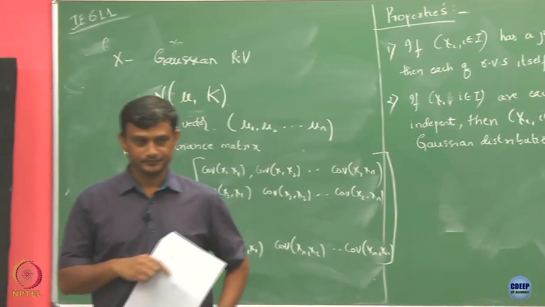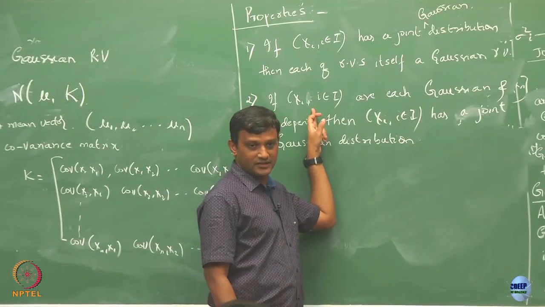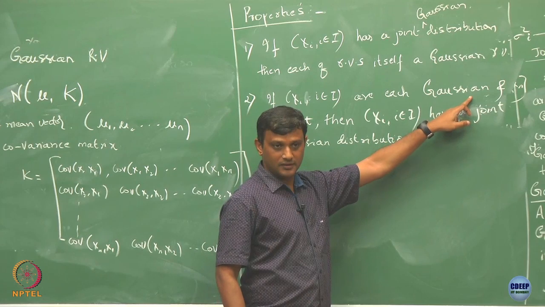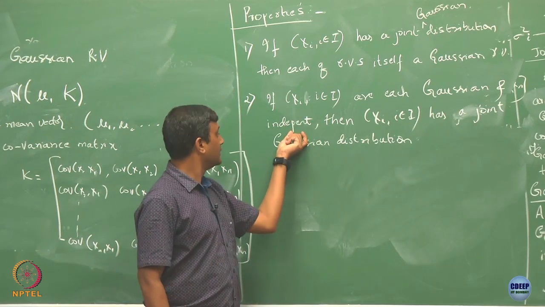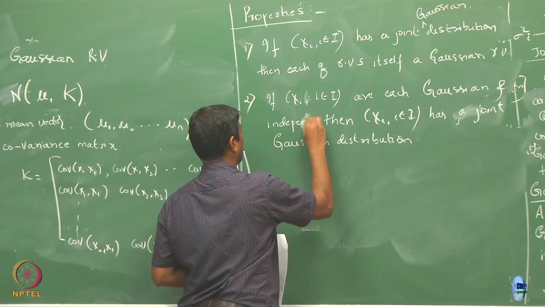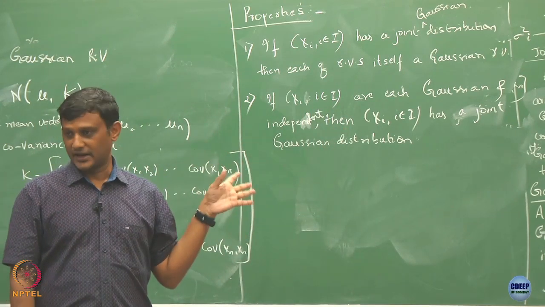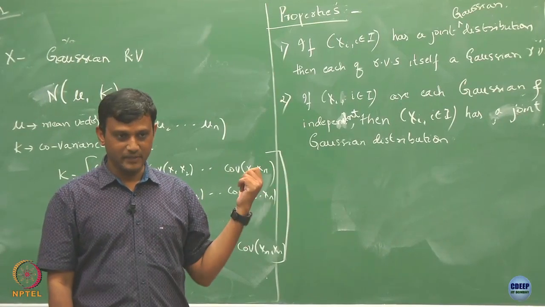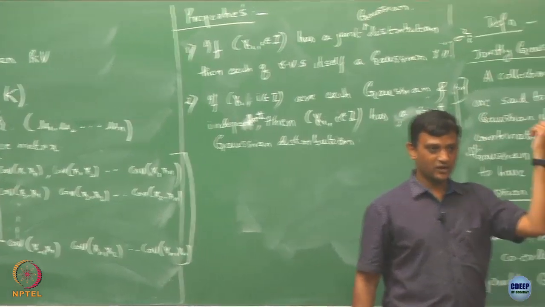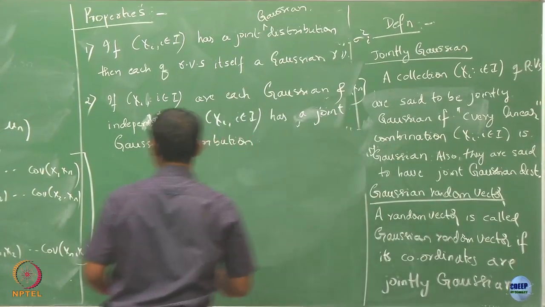The second point. What we are saying is, if this collection of random variables Xi's are such that each is Gaussian and independent. Did we show this or not? Yes. If each of the random variables is Gaussian and they are independent, we have already shown that if you take any linear combination of them, that is again going to be Gaussian. And then by definition, it has a joint Gaussian distribution.